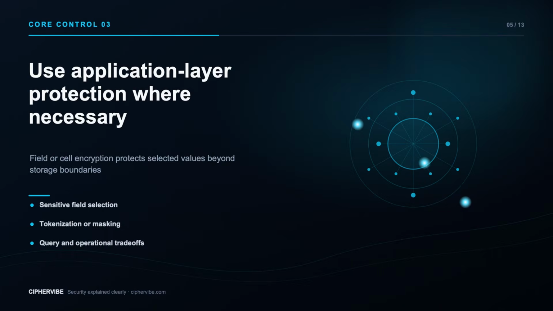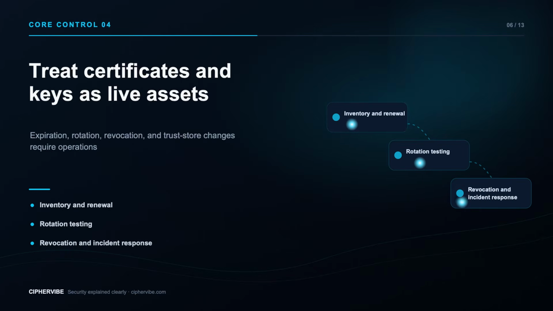The third building block is use application layer protection where necessary. For particularly sensitive values, consider field-level or cell-level encryption, tokenization, or masking before the data reaches a broad platform layer. Design for search, analytics, backup, rotation, and support workflows so application layer protection does not become an unusable or unmaintainable secret system.